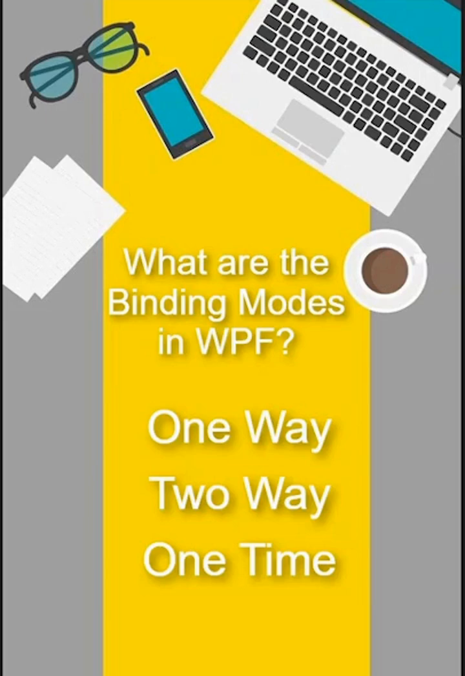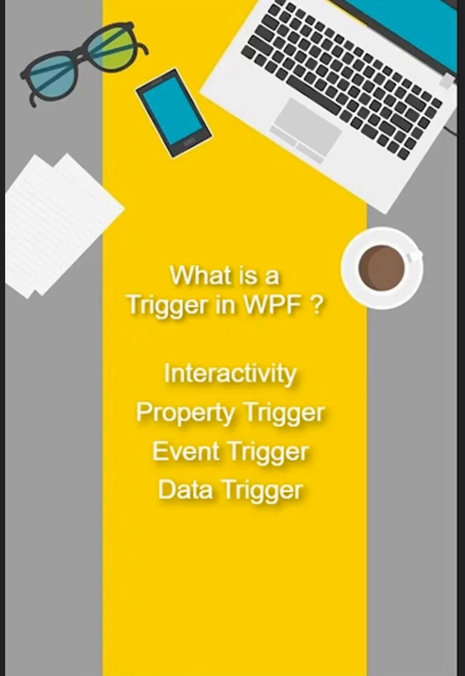Choose wisely. What is a trigger in WPF? Triggers in WPF are awesome for adding interactivity to your controls. They let you change properties based on a condition. With property triggers, you can modify visual properties like colors or size based on states without writing any code. You can also use event triggers or data triggers for more complex scenarios. Make your UI dynamic with triggers.